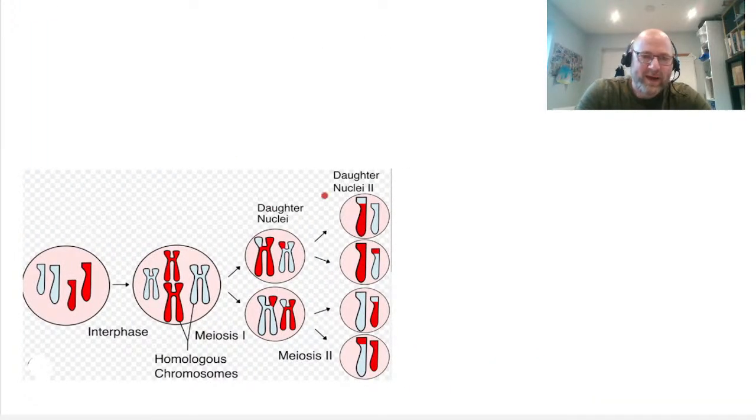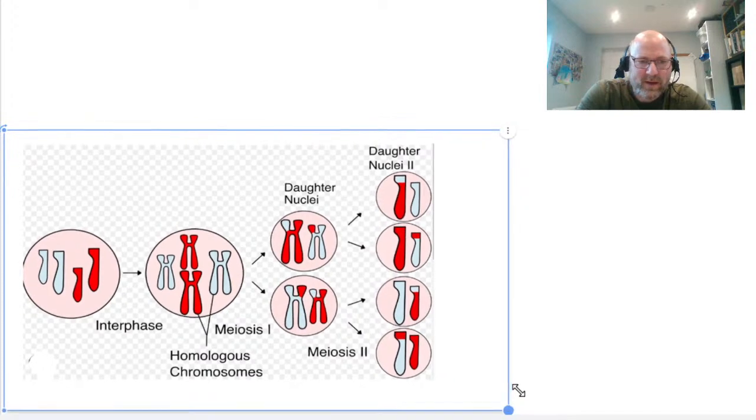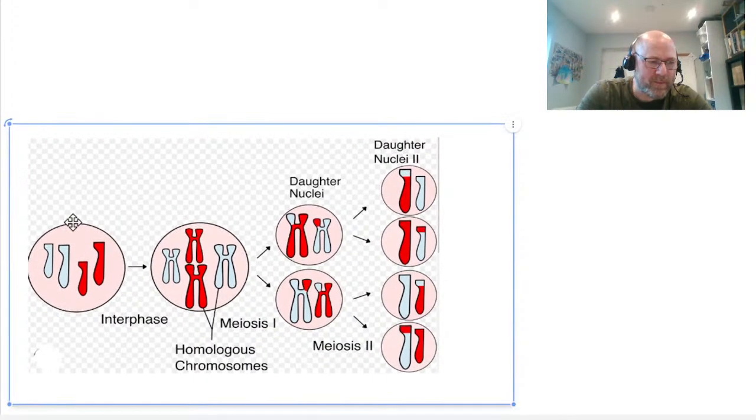Okay, right, let's look at meiosis. For those of you that hate this topic, there is meiosis here. Okay. So just check out meiosis.